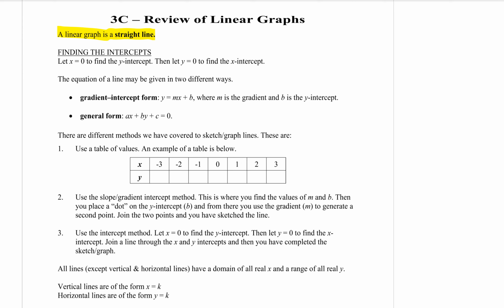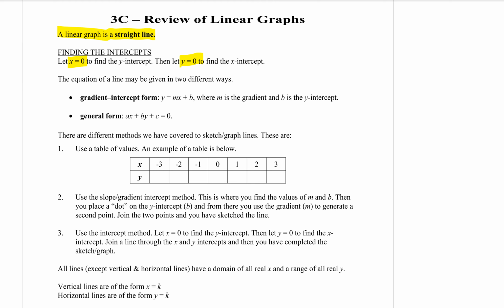Finding the intercepts. So if you're wanting to find the x and y intercept, you're going to let x equals 0, you're going to sub that in and find out what y equals. And then you're going to sub in when y equals 0 to find the x-intercept. Remember doing that? Let x equals 0, let y equals 0, and you find your two intercepts.